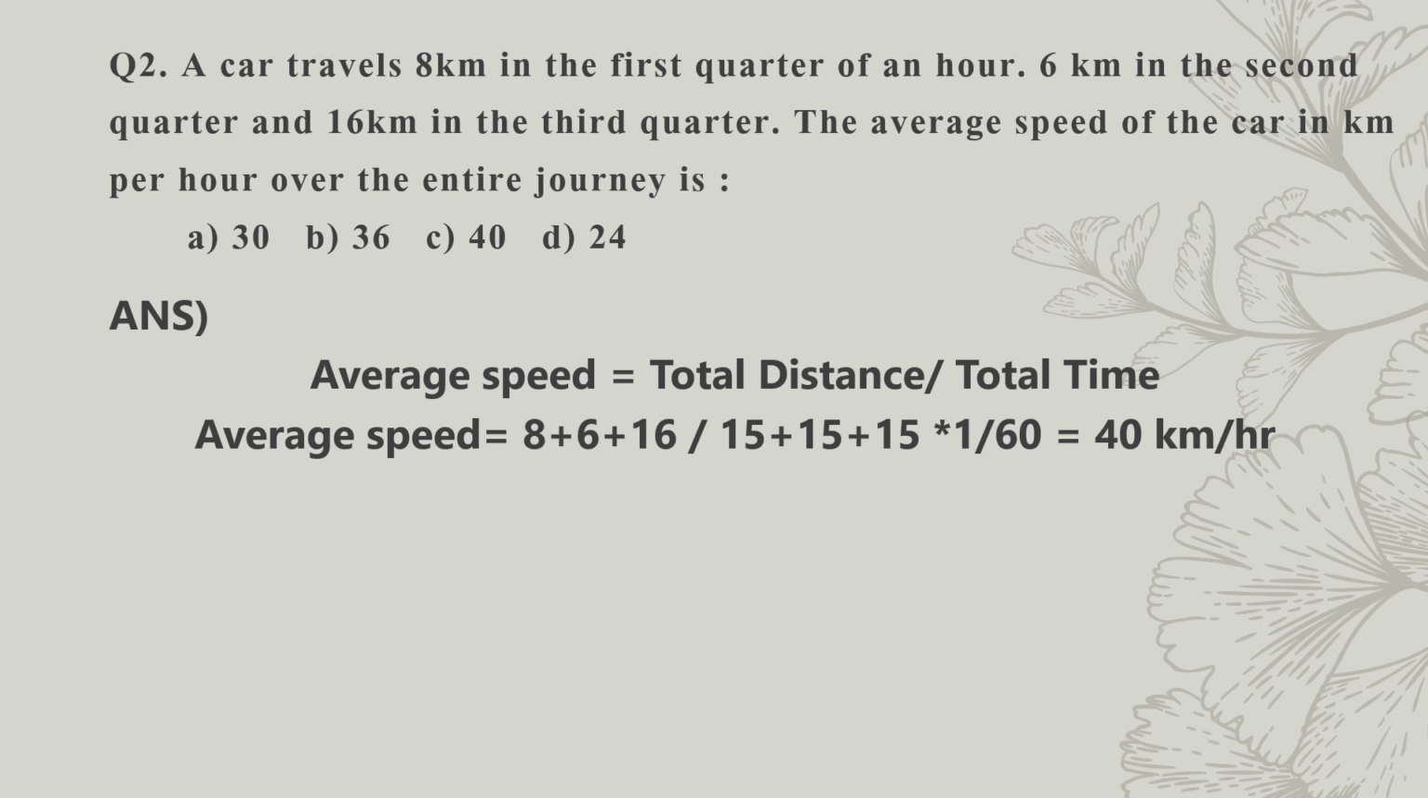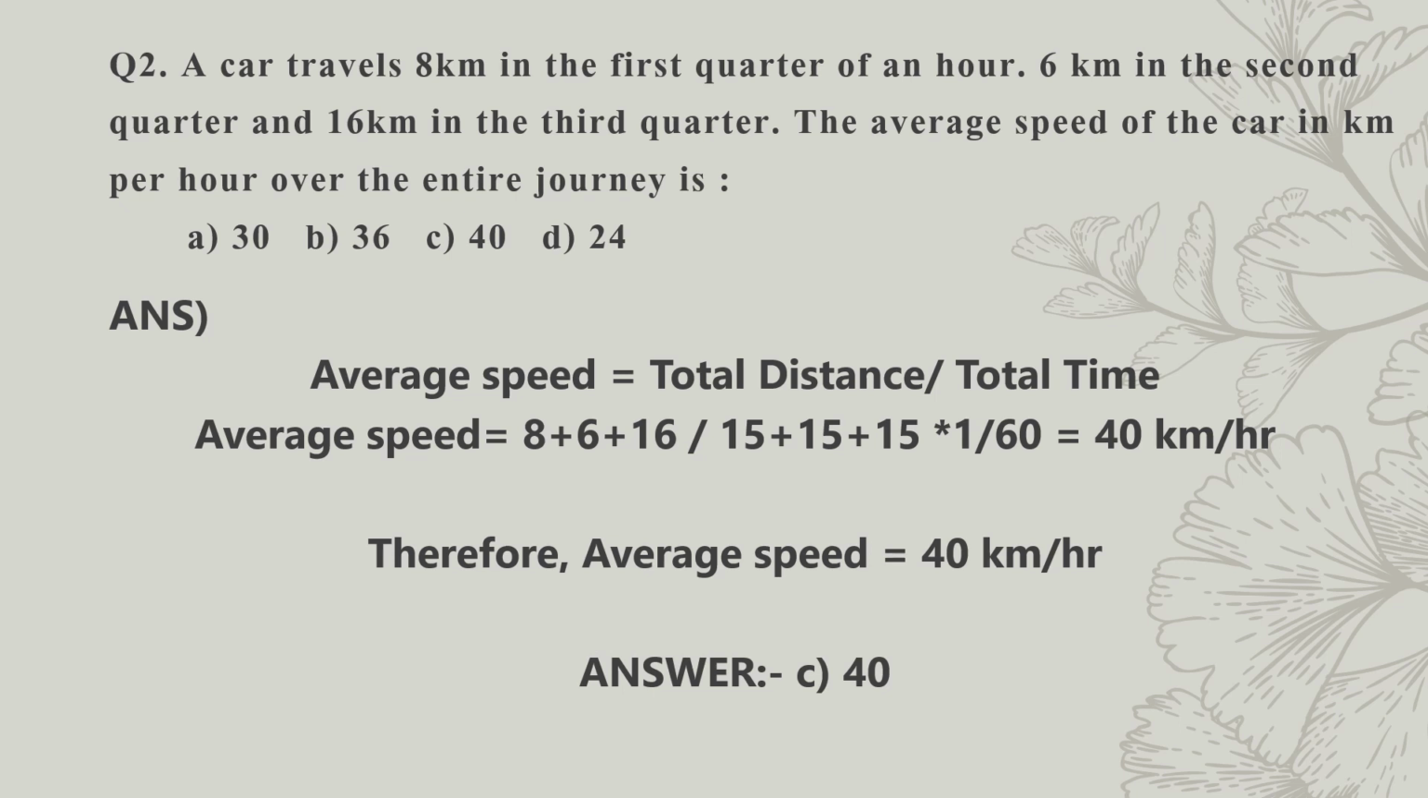So 8 plus 6 plus 16 gives the total distance, and the total time is 15 plus 15 plus 15, multiplied by 1 by 60, which will give 40 kilometer per hour. Hence the average speed is 40 kilometer per hour. Option C, 40, is the correct answer for this question.